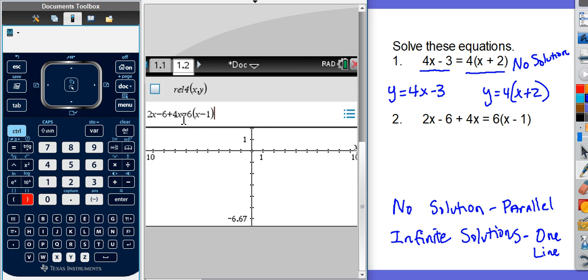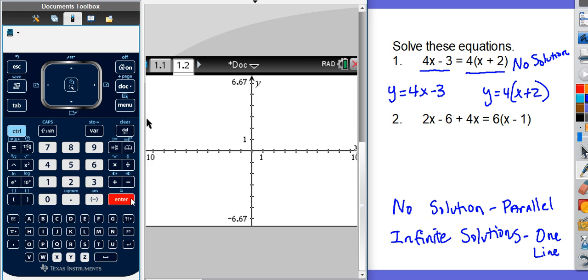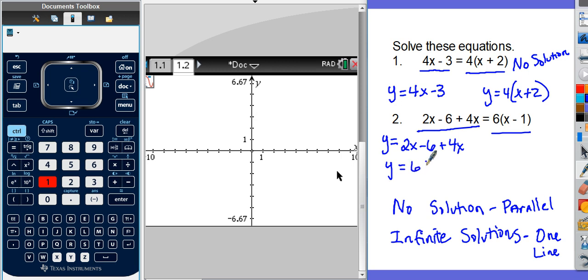All right, so now we hit enter. We don't see anything. Remember, that doesn't tell me anything until we've hit menu 5.1. And now if nothing shows up, okay, so now I know it's one of my two special answers. So we will create two y equals equations. So this is going to be my first one: y equals 2x minus 6 plus 4x. And then this will be my second one: y equals 6 parentheses x minus 1. Okay, so we're going to plug these in.